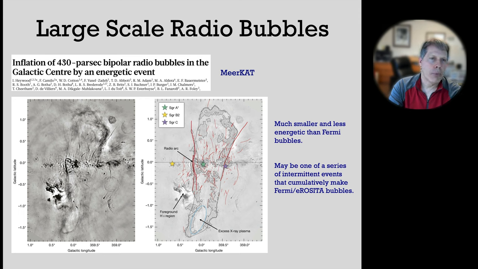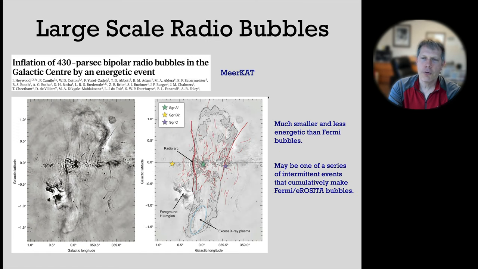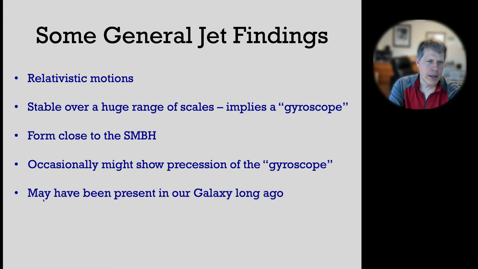Again, the point here is that these radio structures that are seen are much smaller and much less energetic than the Fermi bubbles and the eROSITA bubbles. Those structures are much larger, going out to 14 kiloparsecs as opposed to here, 430 parsecs. But nevertheless, these are impressively large structures. And it has been suggested that these radio bubbles may be one of a series of intermittent events that cumulatively over time have acted to make the Fermi and eROSITA bubbles. We're still trying to understand those structures, but it's interesting to think that there may have been jet-related activity even in our own galaxy long ago.